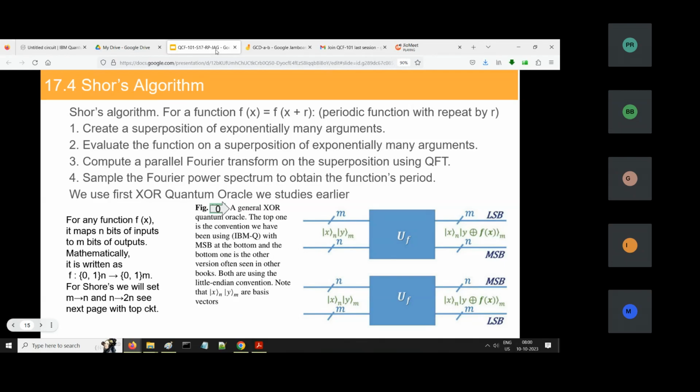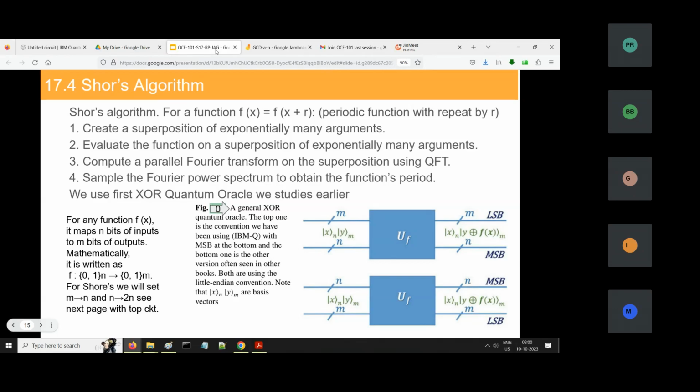I am repeating this. We are going to use the top circuit. The bottom circuit is not what we are looking at. This is the one which goes with MSB, LSB. This is the one going with LSB, MSB. IBM Qiskit uses this, so we are going with this.